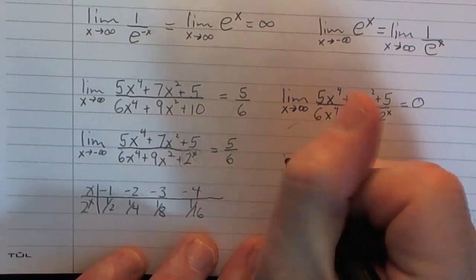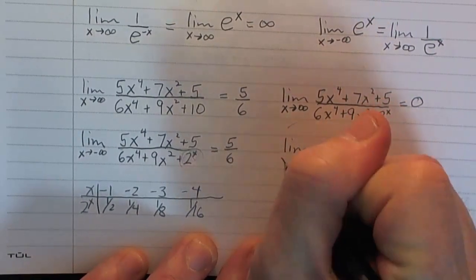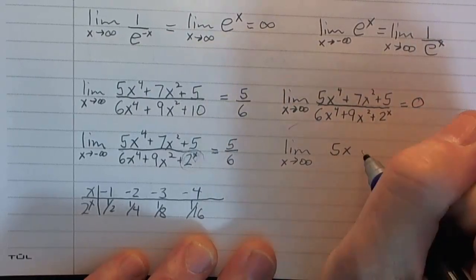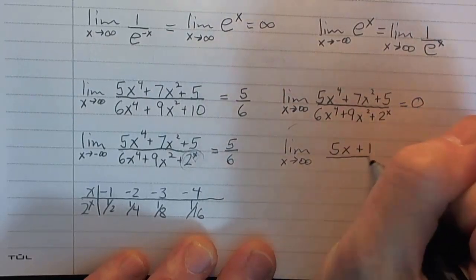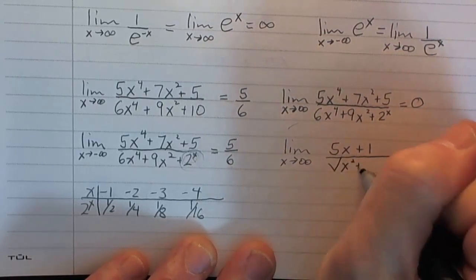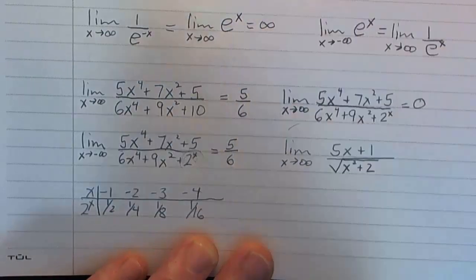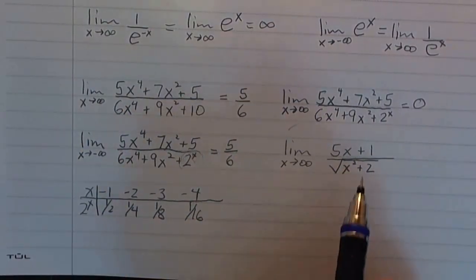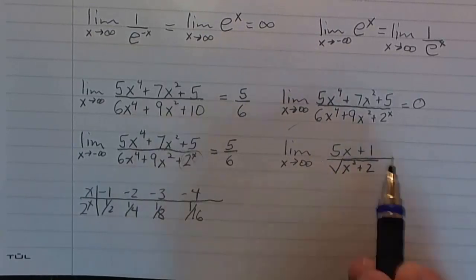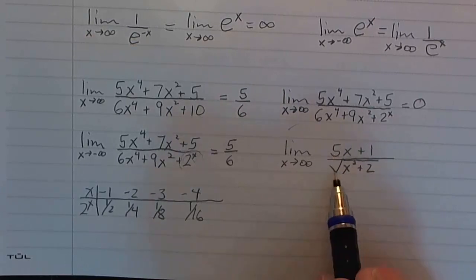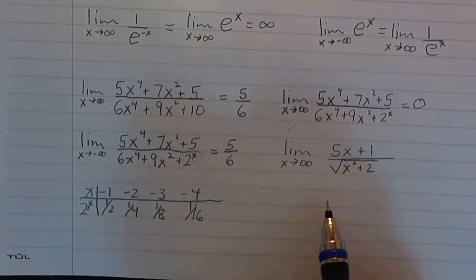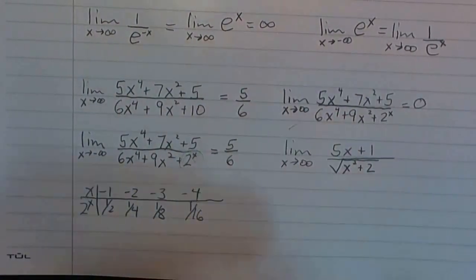Now, let's look at another one. Let's suppose we've got the limit as x goes to infinity of, let's say, 5x plus 1 over the square root of x squared plus 2. Now, this time we have a little bit of a problem because it's not just one polynomial over another, it's a polynomial over this square root thing down here. So that can give us some grief. But here's what we can do.